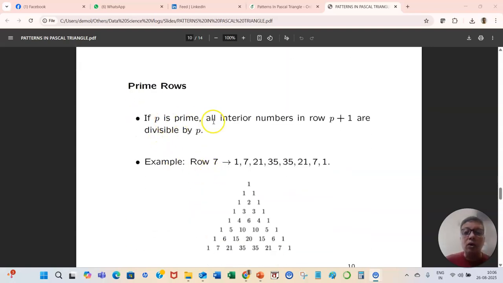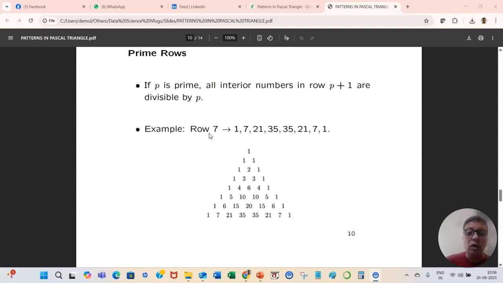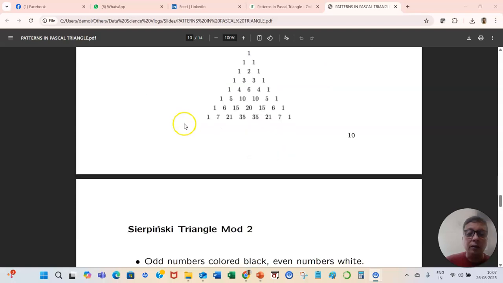If p is prime, all interior numbers in row p plus 1 are divisible by p. That's an interesting property. If you go to the 8th row, all the numbers are divisible by 7: 7, 21, 35, 35, 21, 7. All the interior numbers are divisible by 7. If you go to the 6th row, 1, 5, 10, 10, 5, 1, all the interior numbers are divisible by 5. If you go to the 4th row, all the interior numbers are divisible by 3. If you go to the 3rd row, all the interior numbers are divisible by 2. So if p is prime, all the interior numbers in row p plus 1 are divisible by p.